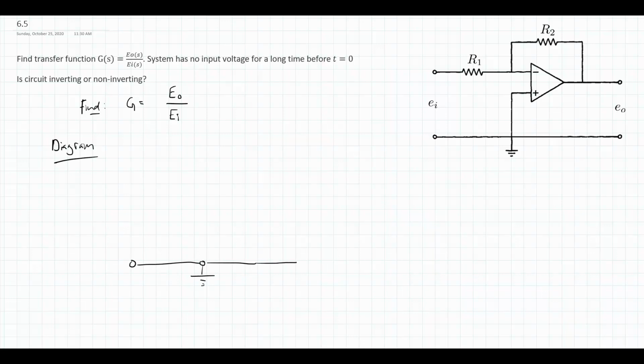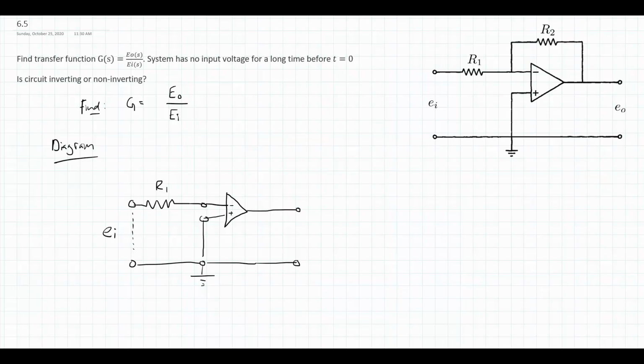I'll have a node over here, and this is going to be my Ei. This goes through resistor R1. It's going to come to a node. I have the op amp. I have the negative terminal and the positive terminal, which don't matter too much for our purposes, but coming down there.